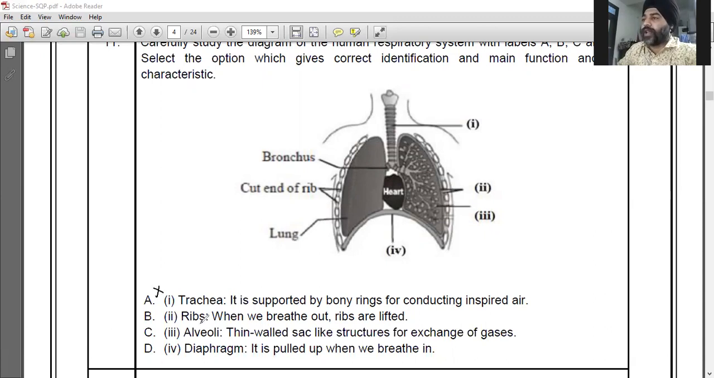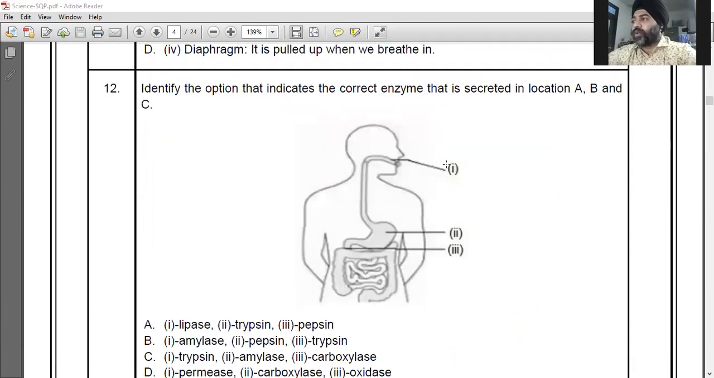So this is incorrect. Now ribs: when we breathe out, ribs are lifted. This option is also incorrect because when we breathe out, ribs are not lifted. Okay. Alveoli, thin-walled sac-like structure. Third one, structure for exchange of gases. Yes, this option is correct because all of you know that at alveoli, exchange of gases takes place. Alveoli have an extensive network of blood vessels. So all of you have to study all the diagrams carefully if you want to score good.